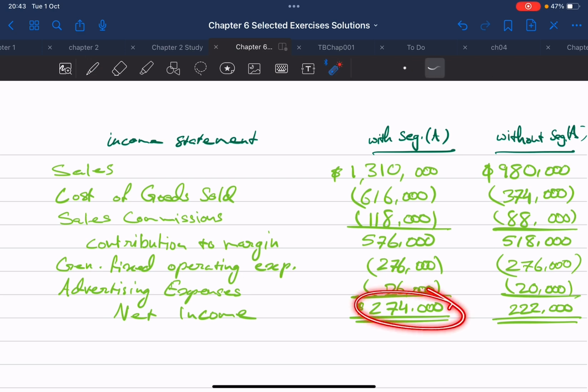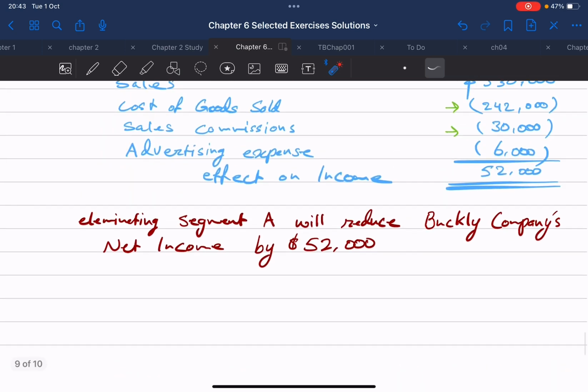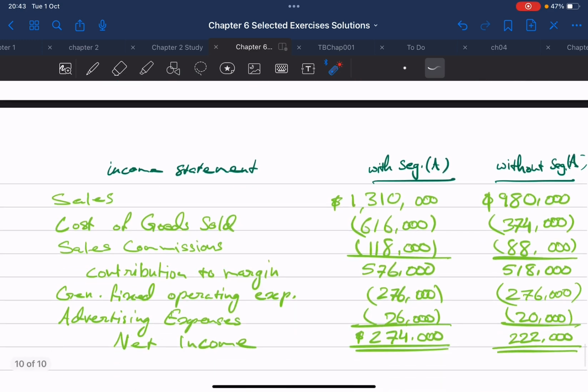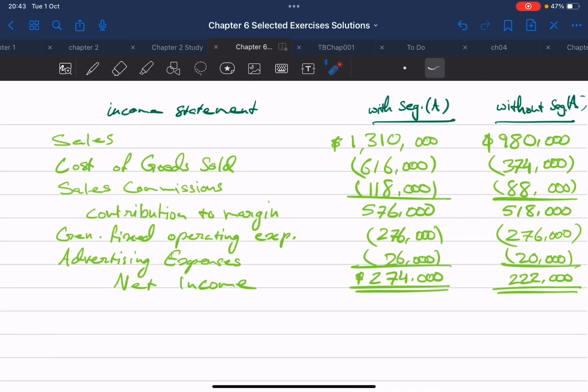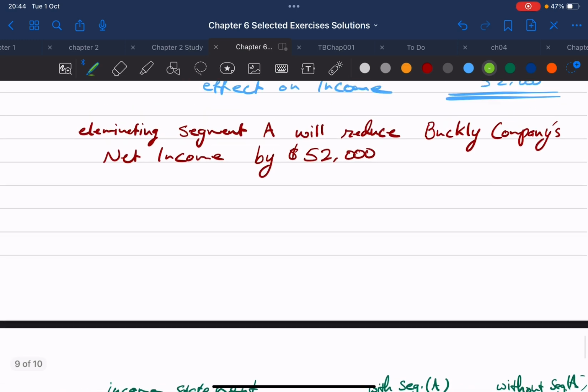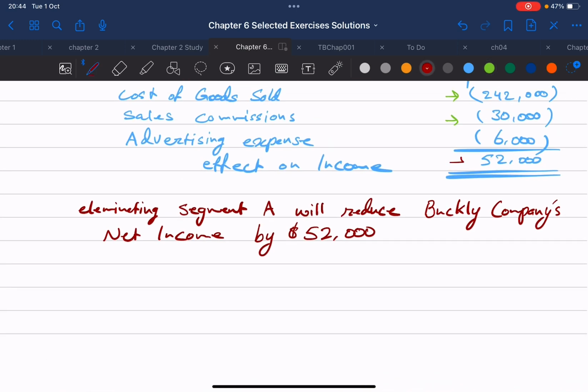And what's the difference between those two scenarios? The net income under the assumption that we're going to keep segment A, which is this 274, should be more than the other alternative, which eliminates segment A, by this amount we already calculated here, the 52,000. So let's confirm. 274,000 minus 222,000, and I get a 52,000 difference. Okay, which is the same as what we have calculated here. All right.